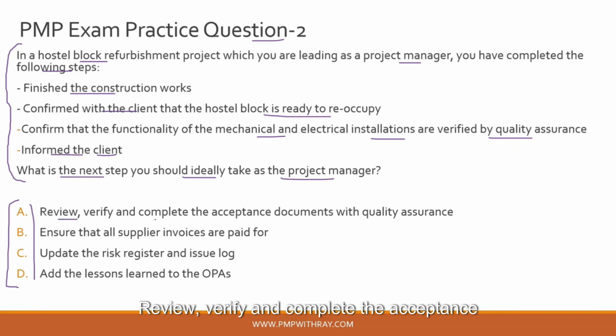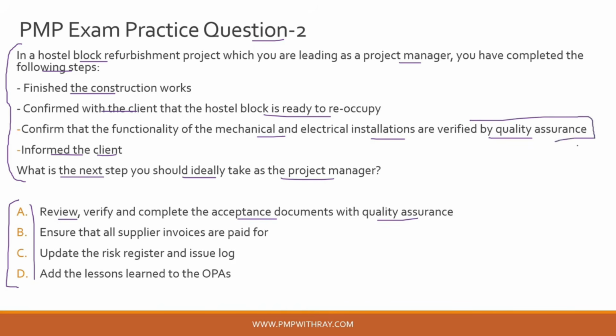Option A, review, verify, and complete the acceptance document with quality assurance. Okay. Now, this looks like a bit of a redundant activity to me, and that's primarily because all the mechanical and electrical installations, as is being provided in this scenario, are being verified by quality assurance. Now, in the closeout stage, completion of the acceptance documents should have been occurring as part of this step already. So it is unlikely that the quality assurance process is complete without these acceptance documents being signed by yourself or by the client.